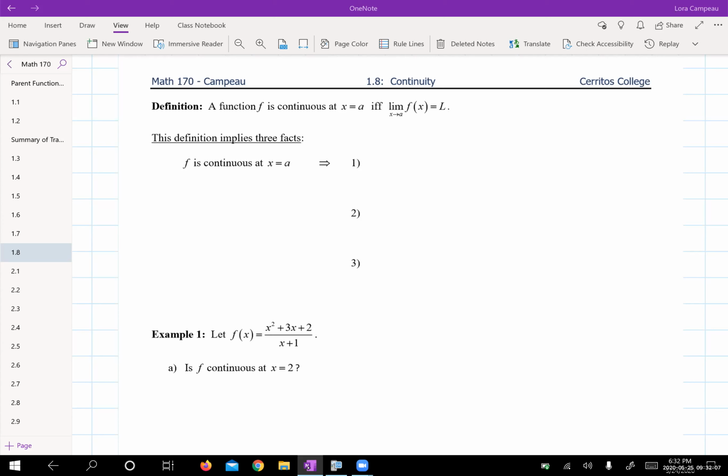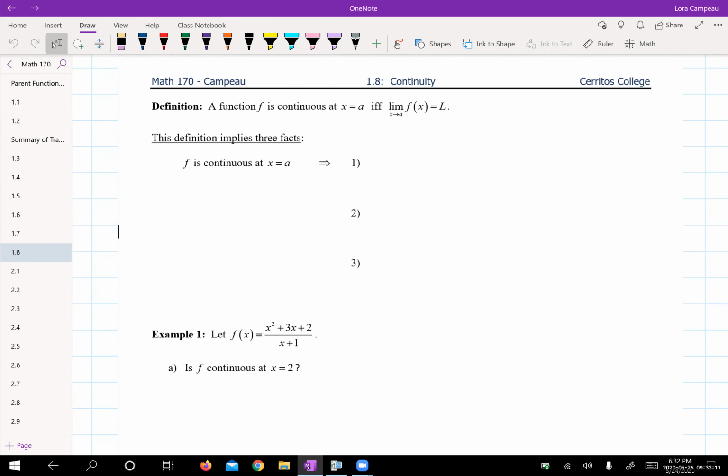So for the definition, we are looking at a function f being continuous at x equals a, and again we have that if and only if the limit of f of x as x approaches a exists. So it's denoted by equaling L, which is usually a number. So this definition is going to imply three facts.